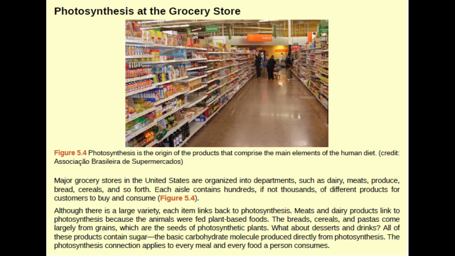Meats and dairy products are linked to photosynthesis because the animals were fed plant-based foods. The breads, cereals, and pastas come largely from grains, which are the seeds of photosynthetic plants. What about desserts and drinks? All of these products contain sugar, the basic carbohydrate molecule produced directly from photosynthesis. The photosynthesis connection applies to every meal and every food a person consumes.